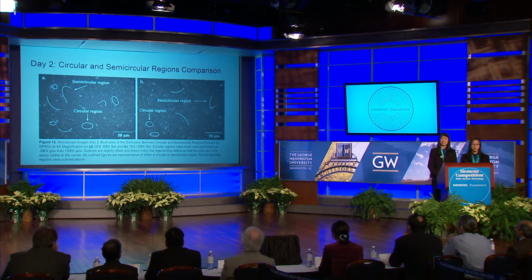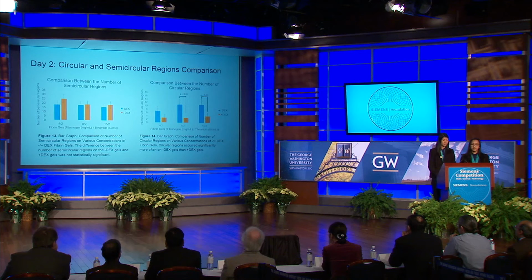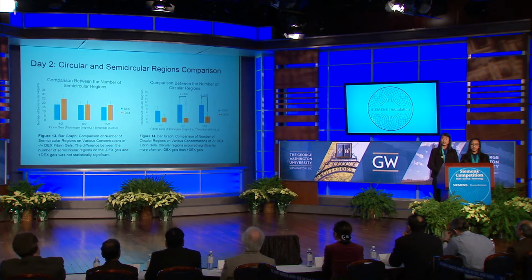On day 2, we noticed that the DPSCs formed circular and semicircular regions on the gels as they proliferated. Circular regions were much more prominent on minus Dex gels, as shown in Figure 12a, than on plus Dex gels, as shown in Figure 12b. Using ImageJ, we compared the number of circular and semicircular regions on the gels. Although Figure 13 demonstrates that the difference in the number of semicircular regions was not statistically significant, Figure 14 demonstrates that circular regions occurred significantly more often on minus Dex gels than on plus Dex gels.